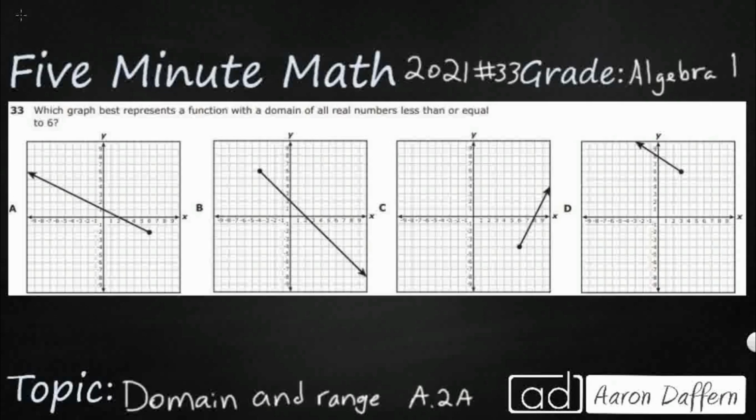Today we are looking at the Algebra 1 concept of domain and range. This is standard A.2A in the great state of Texas, and we are using item number 33 off the 2021 released STAAR test. If you haven't done so already, please go ahead and take a moment to pause the video, work this problem out on your own, unpause it, and we will look at our answers together.